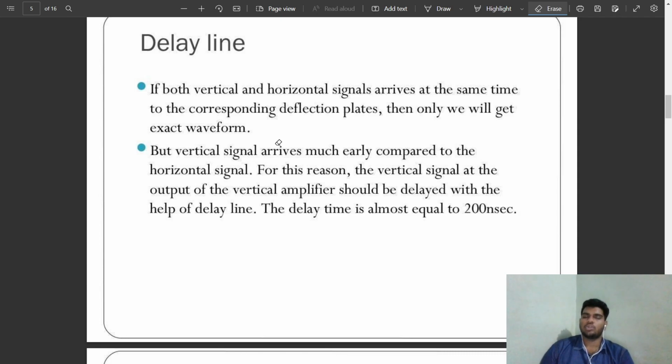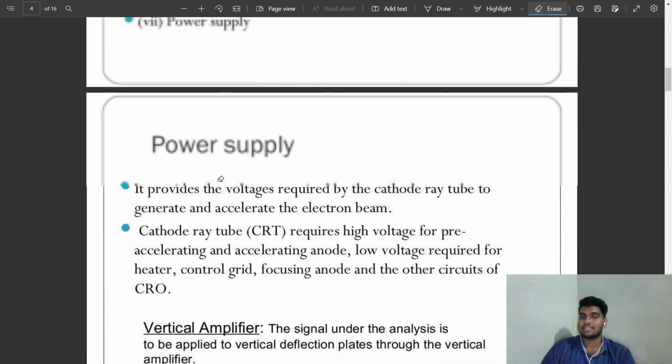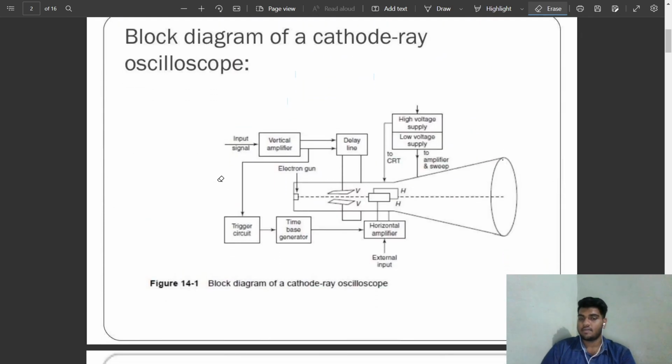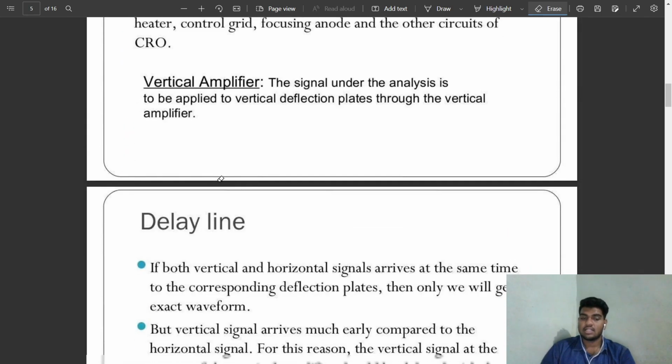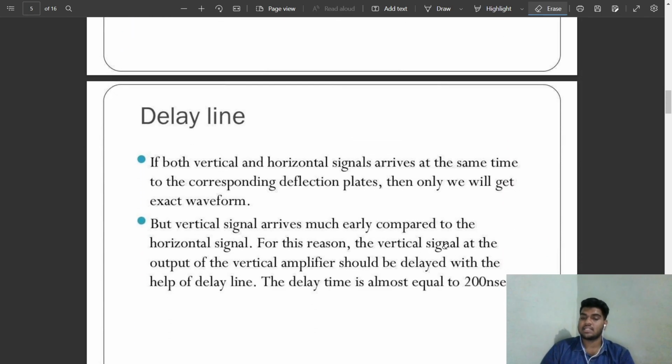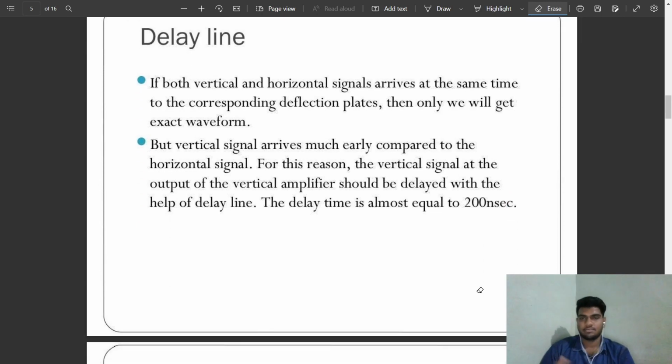As I said, both the signals should arrive at the same time, so that the passing signal is both horizontally and vertically amplified. But the vertical signal arrives much earlier compared to the horizontal signal, as it has no obstacles. For this reason, the vertical signal at the output of the vertical amplifier should be delayed with the help of a delay line. The delay time is almost equal to 200 nanoseconds.